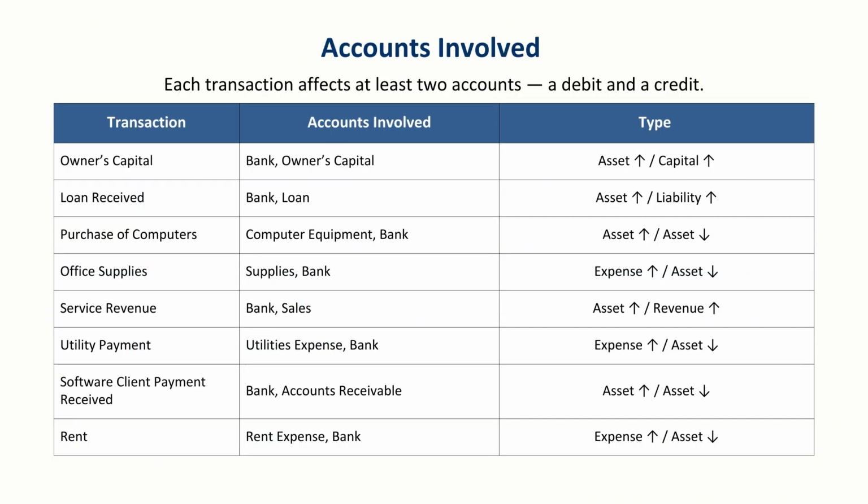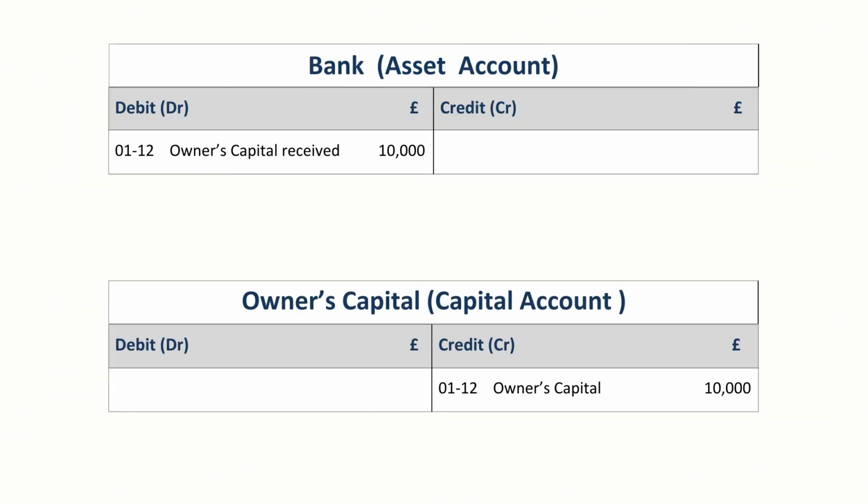The plan is, first, we'll take each transaction and decide which accounts it affects. Second, we'll record it into our T accounts. Third, we'll total everything up and check that our trial balance still balances. Basically, we're turning business paperwork into balanced numbers. Our first transaction, the owner puts £10,000 cash into the business. Which two accounts are involved?